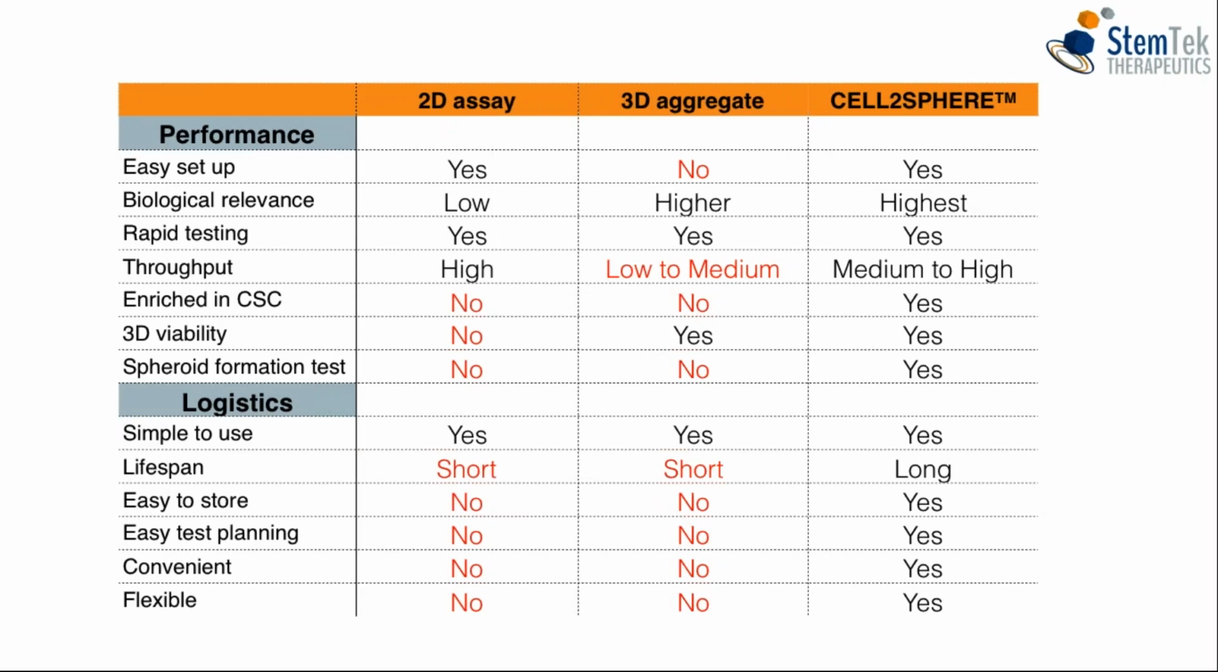So as a summary, comparing our cell-to-sphere technology with the 2D or 3D aggregate systems, the advantages are that the biological relevance is higher. The throughput can be adapted from medium to high throughput with the 384 system. And more importantly, the logistics: as it is a frozen product, it's very simple to use. It has a longer lifespan because you can use it for 6 months, and it's easy to store and easy test planning, convenient and flexible. These are the main advantages that we provide with the cell-to-sphere 3D spheroid system.